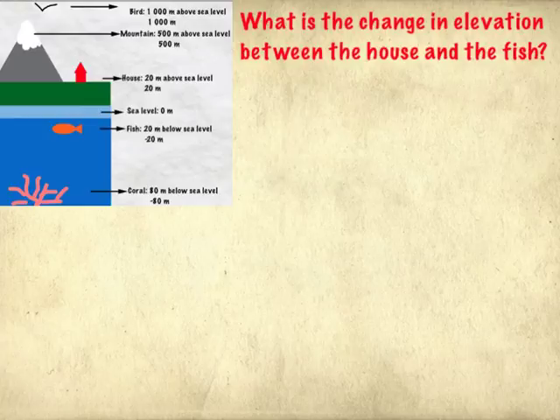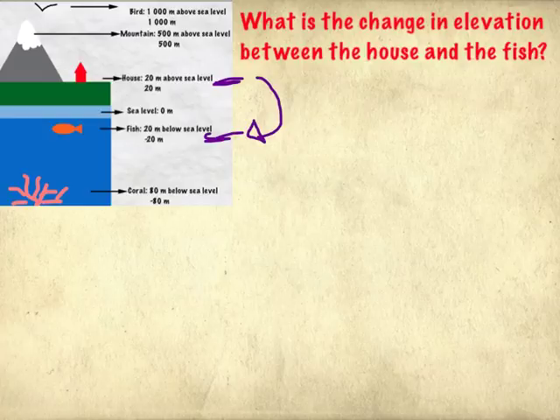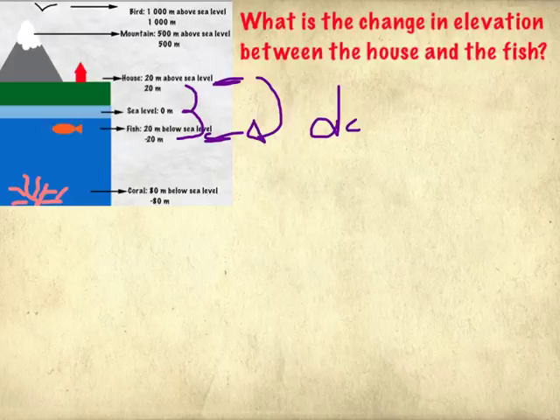So here, I want to know the change in elevation between the house and the fish. So here's the house at 20 meters. Here's the fish at 20 meters below sea level. So basically I want to know when I moved from the house to the fish, what did I do? I went down 20 meters to get from the house to the sea level, and then I went down another 20 meters to get to the fish. 20 plus 20 is 40. And since all of that was going down, I went down 40 meters.